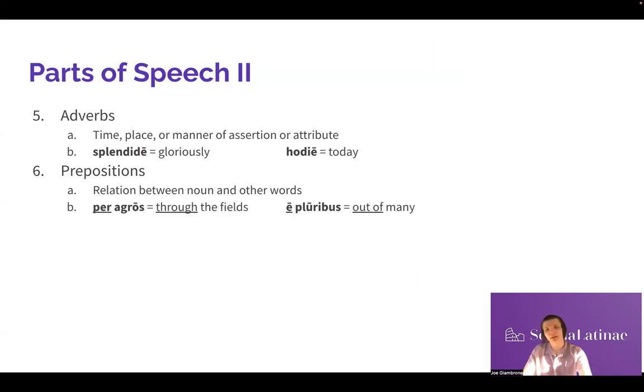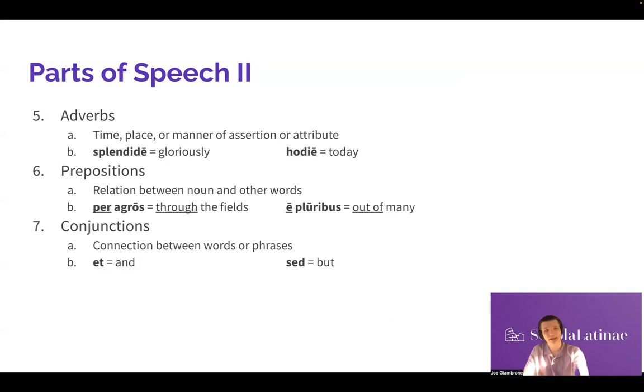We have prepositions which show often physical relations between a noun and some other words. So you can be going per agros, through the fields, or if you have a dollar bill on you, you might see a pluribus unum, out of many one. Conjunctions, Schoolhouse Rock fans will remember conjunction junction. What's your function? The answer is connecting words and phrases within a sentence. So for example, et meaning and, sed meaning but, are conjunctions, as they can connect two different thoughts.